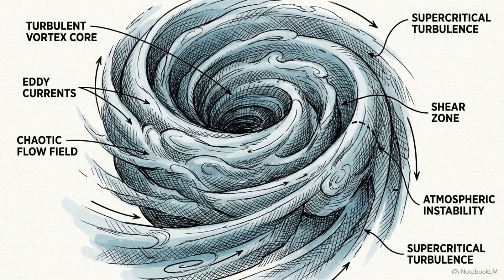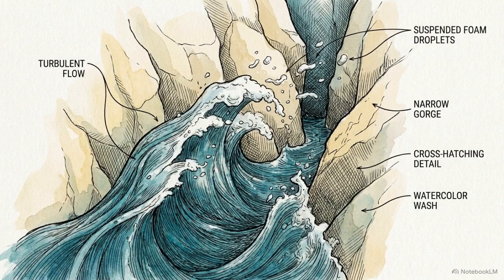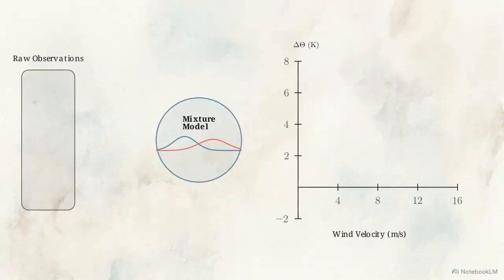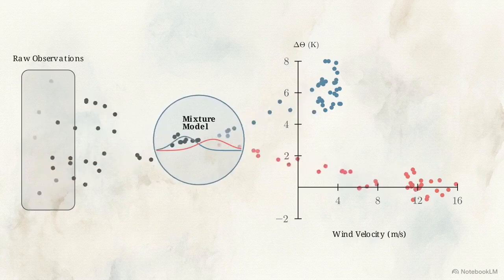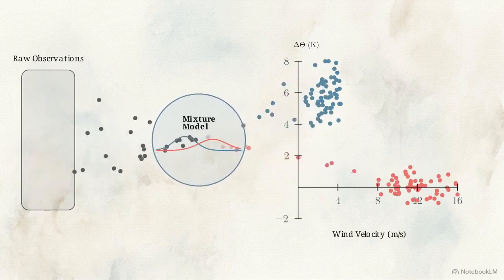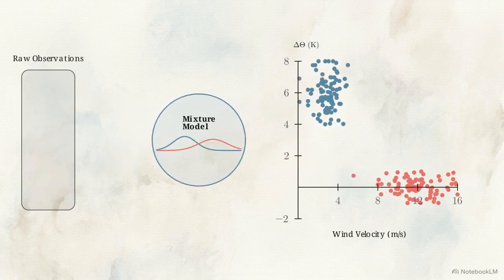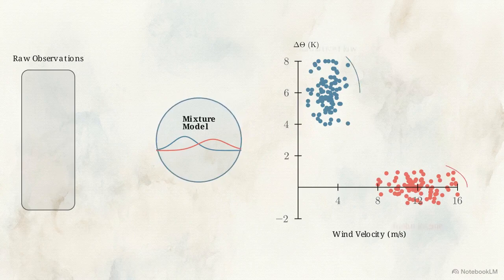Tracing its origin requires analyzing the atmosphere as a heavy, dynamic fluid in motion, applying the same hydraulic principles that govern water rushing through a narrow channel. To isolate these events from standard nocturnal winds, researchers process years of meteorological observations through a probabilistic statistical mixture model. This algorithm identifies wind regimes based on their underlying physical properties.